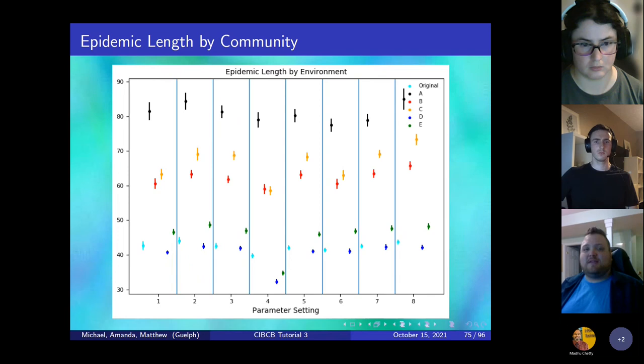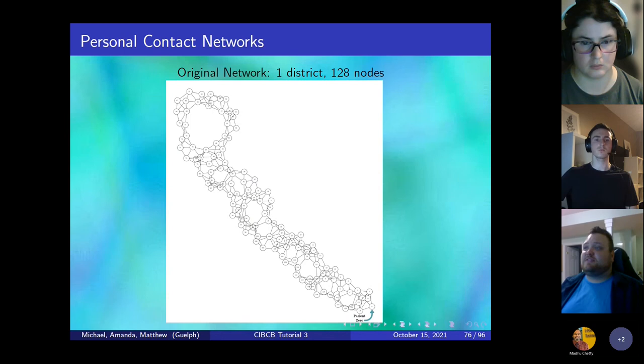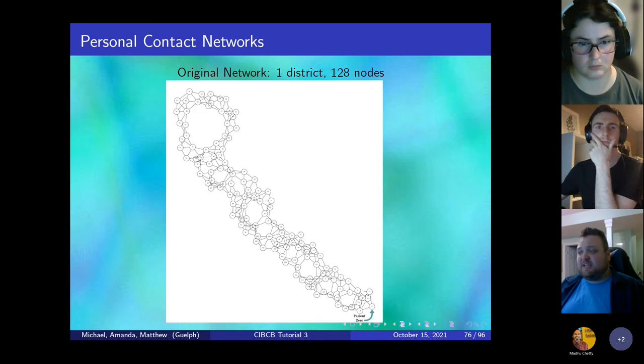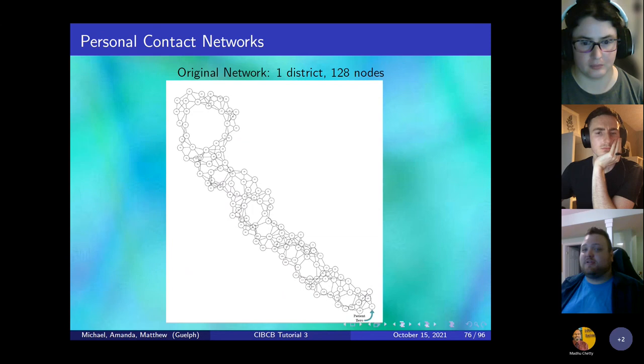These are some of the networks generated. So this is one district's 128 nodes. Networks that look like this, we call them banana shaped because you have the patient zero at one end and it spreads slowly across the banana. And this is one way to cause a longer epidemic to occur: you have to make it slowly burn across the community.